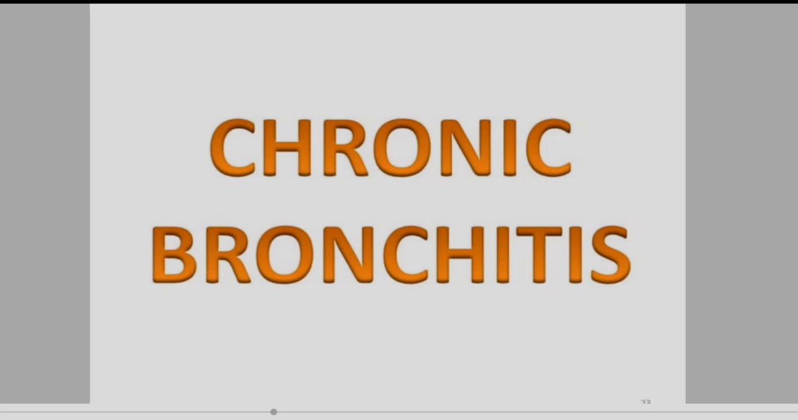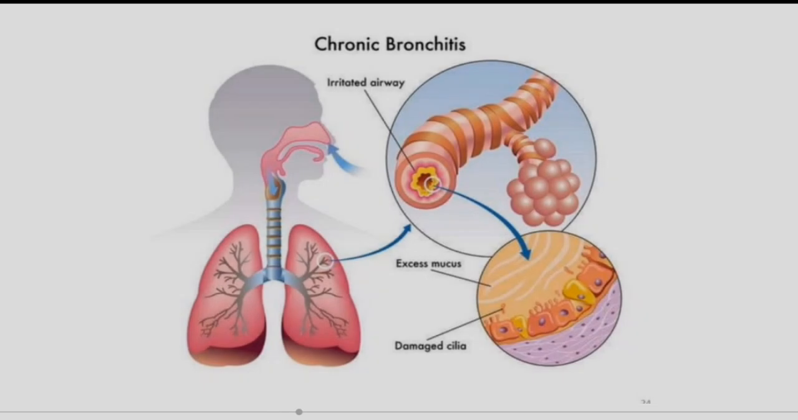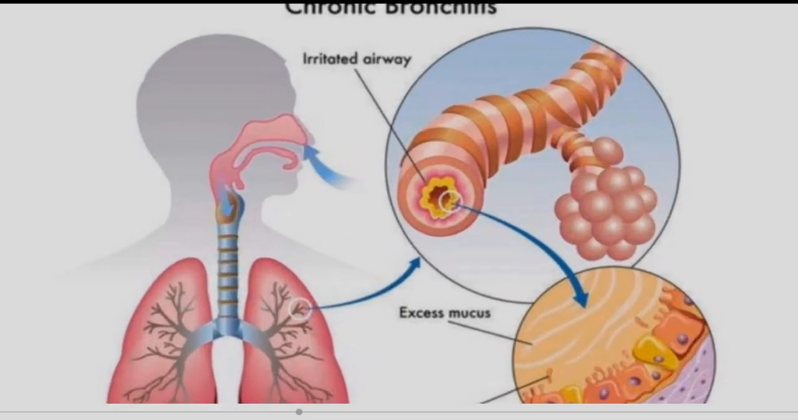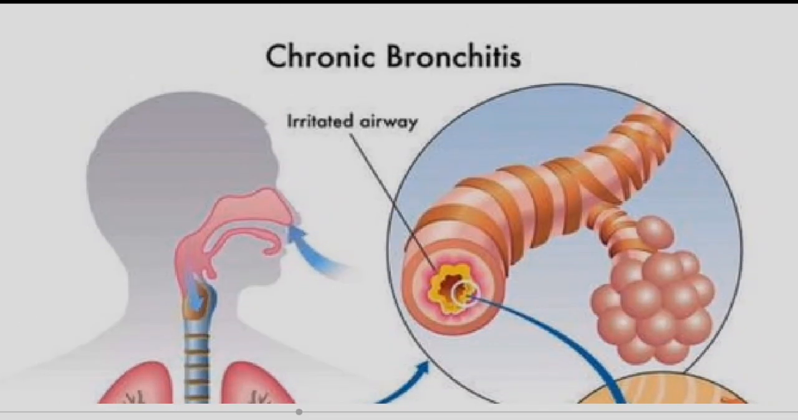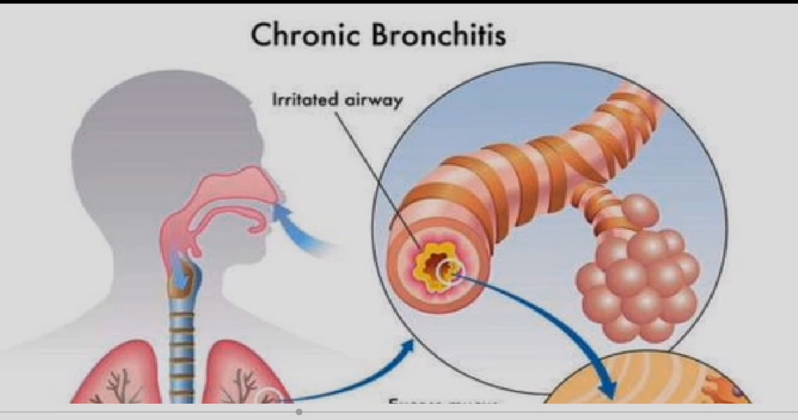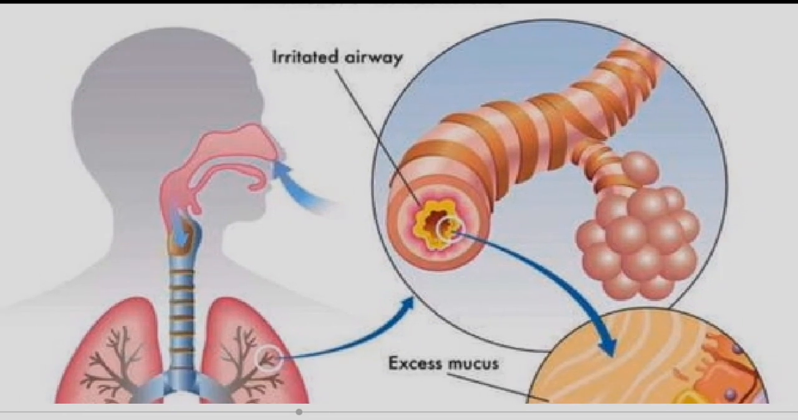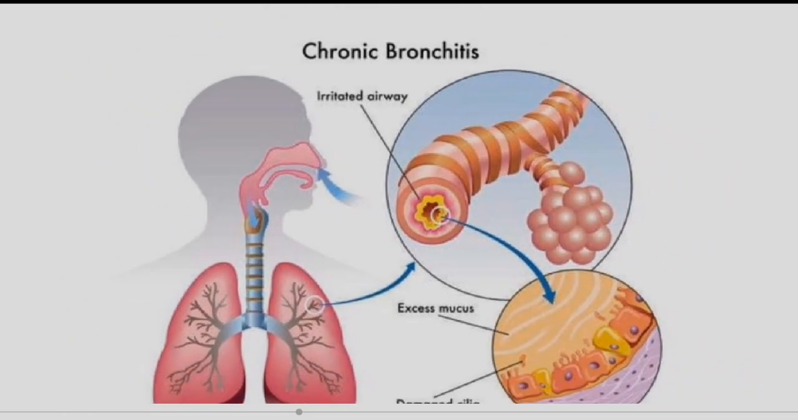Then we have chronic bronchitis. The name suggests chronic means long term, bronch means bronchioles, and itis means inflammation. So it is a long term bronchioles inflammation. And when there is inflammation, there is irritation, and when there is irritation, there is some sort of contraction in the airways, just like in asthma.